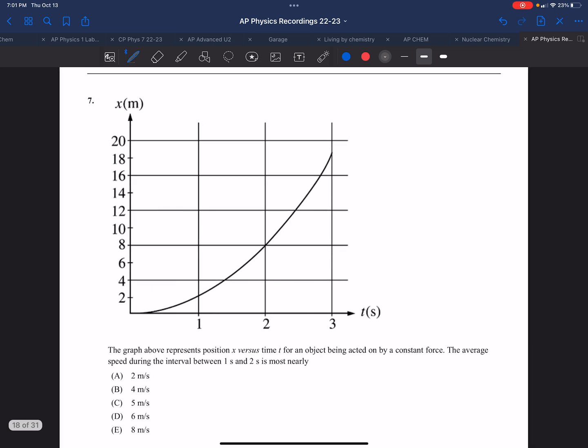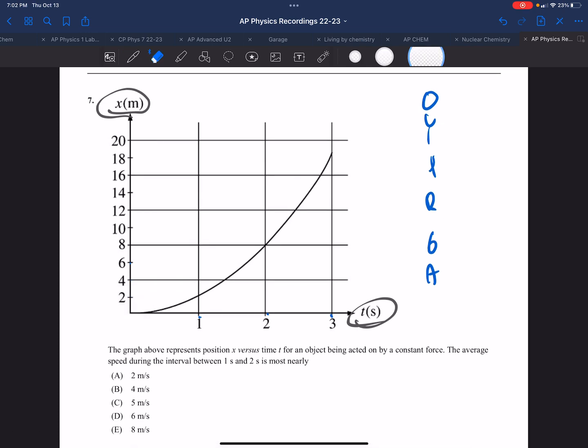Question 7. This graph, we were told, is a position versus time graph. So we do our origin, axes, and units check. Our origin, 3, 2, 1, 0, 6, 4, 2, 0. So the origin is indeed there. We want to be careful with these kinds of graphs that at first glance might look like they are 0. We want to really check to make sure there really is 0. And so that one is 0.